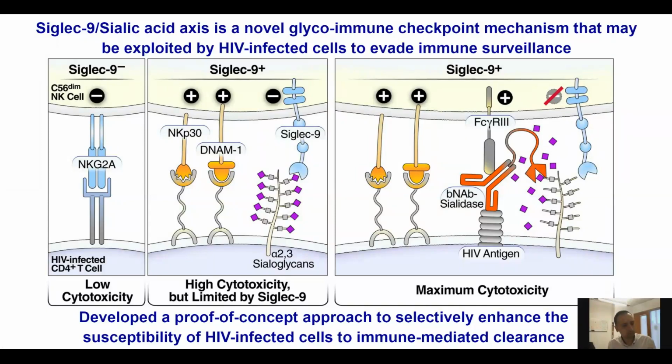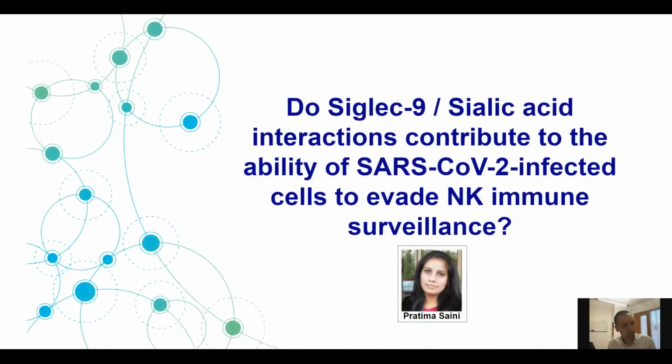But that will lead me to the second part of my presentation, which is a question: is this specific for HIV, or could this sialic acid-Siglec interaction also contribute to the ability of other virally infected cells to evade immune surveillance? Obviously, I will focus on SARS-CoV-2 infected cells, and the work I will show you next is the work of Britt Massini, another postdoc in our lab.